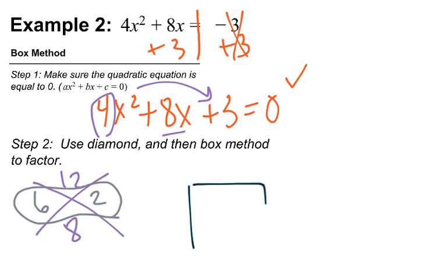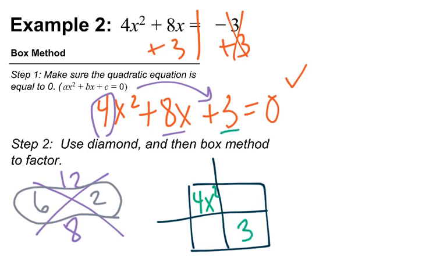Draw our box over here. We know ax squared goes on top left, so 4x squared goes here. Our c value goes on bottom right, 3. And our two puzzle pieces go here, 6x, 2x with x's next to them.